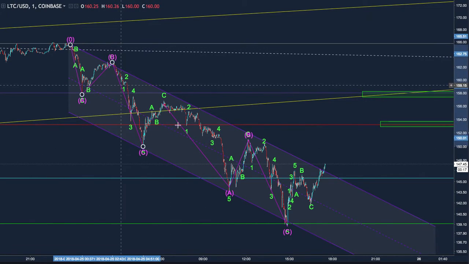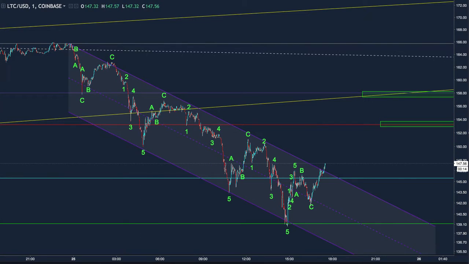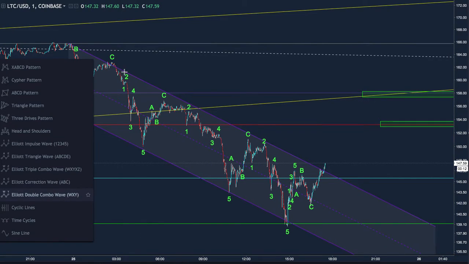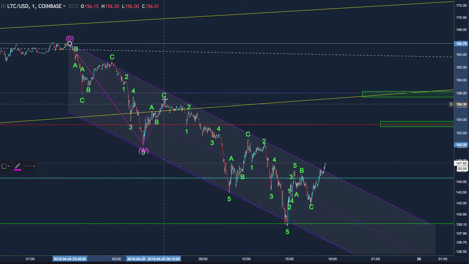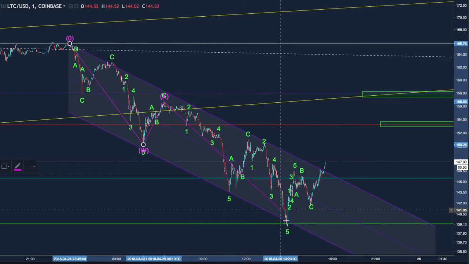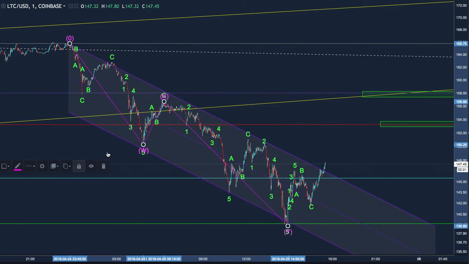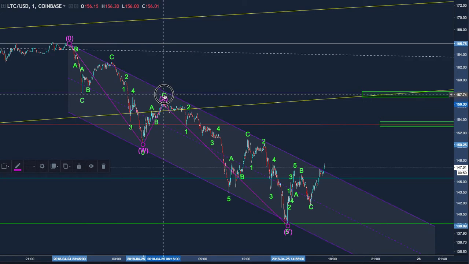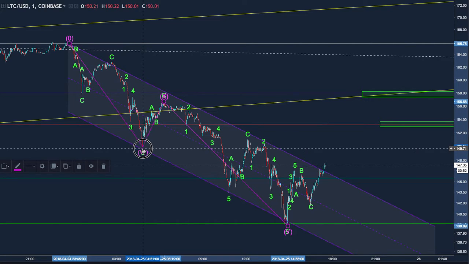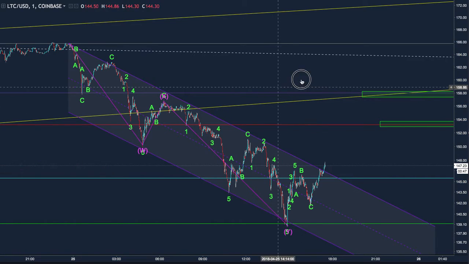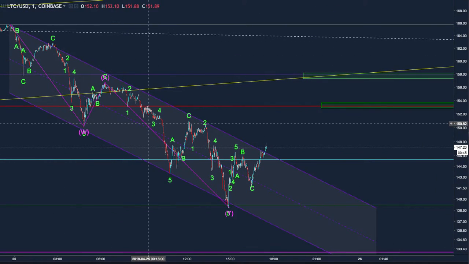So let me show you how we're going to connect this then. So we can do this ABC. Our 3-wave would be the W, and then we have a 3-wave connector, and then we have a 3-wave down for our WXY, basically a double 3 combination, right? Sometimes it just doesn't want to snap. Okay, so that takes care of the price structure here.